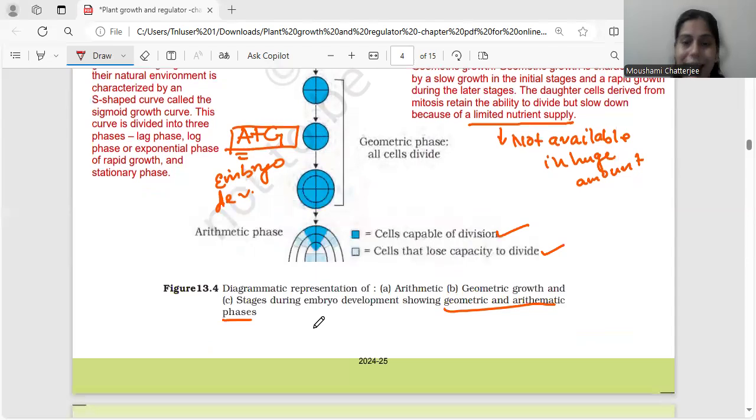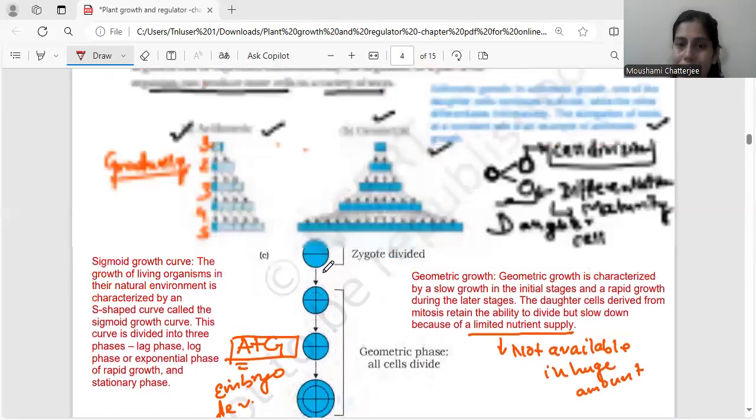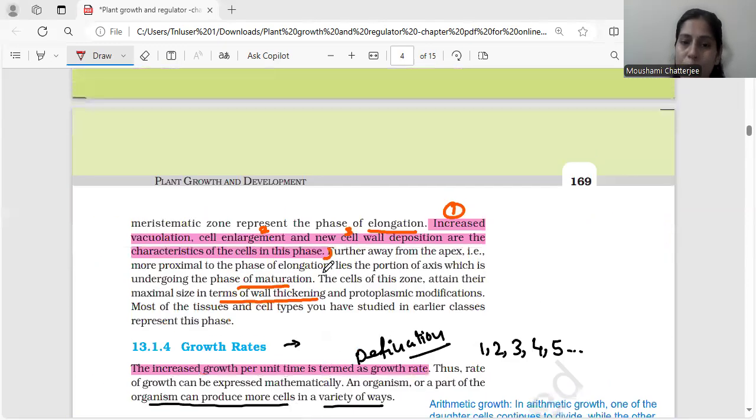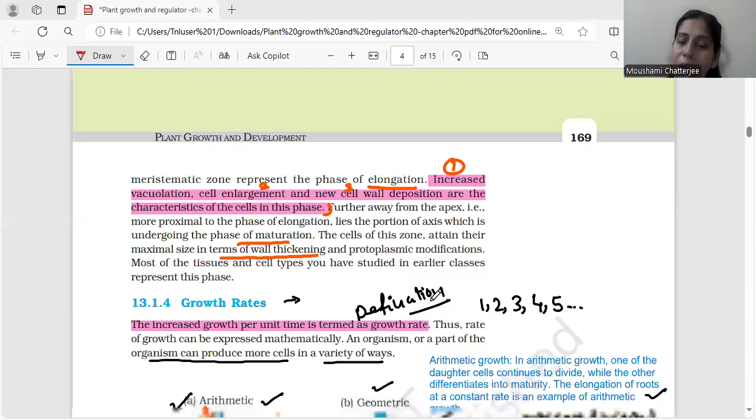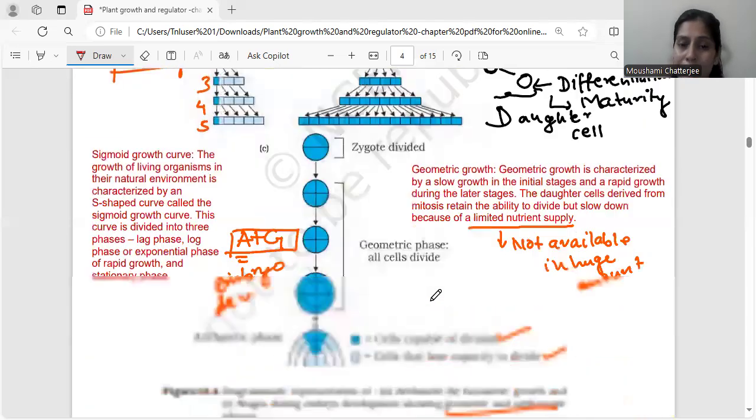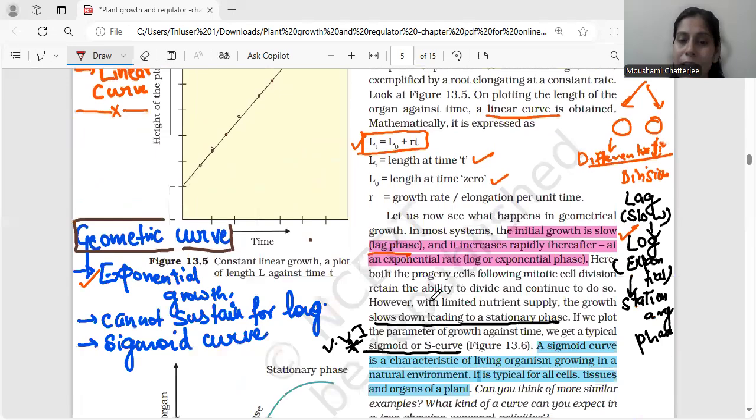And we have also seen that the geometric as well as arithmetic growth phase is seen during the embryonic development. All right. So we can see both of them. However, they are quite different from one another. Then we also discussed in the last session the phases of growth, how the different phases of growth occur in the plants, starting from the meristematic phase of growth, then comes the elongation and finally maturation. So how these changes are happening over a period of time, that we have learned in the last session.